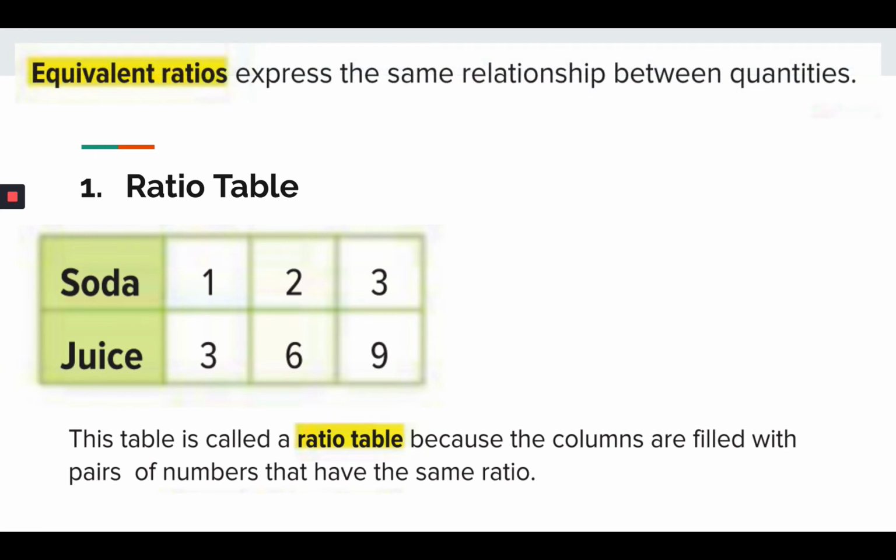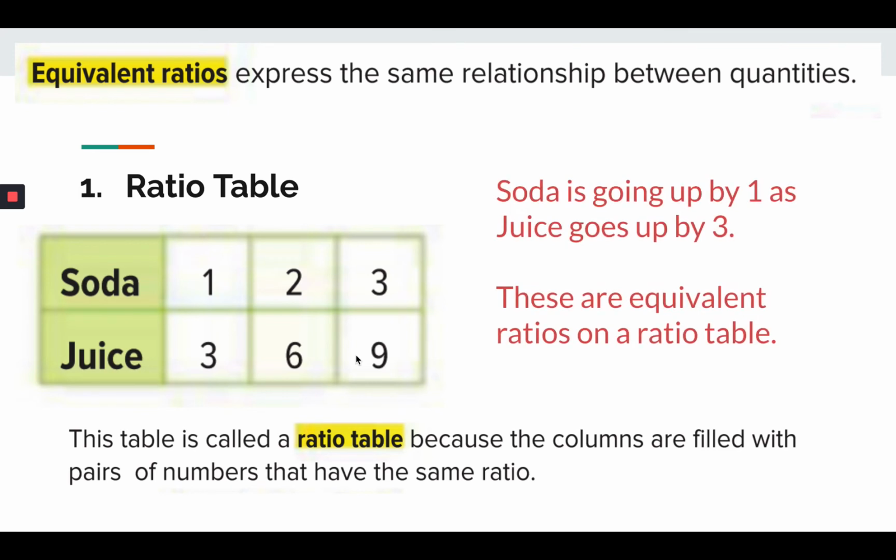Equivalent ratios express the same relationship between quantities. Said another way, no matter how you look at this, there is 3 juices for every 1 soda. So 1 soda, 1-to-3 ratio here is an equivalent ratio as the 3-to-9 ratio here. So what you're looking at is equivalent ratios on a ratio table.